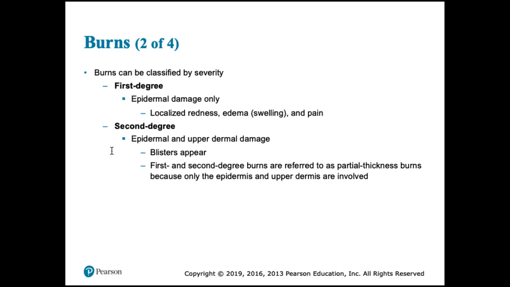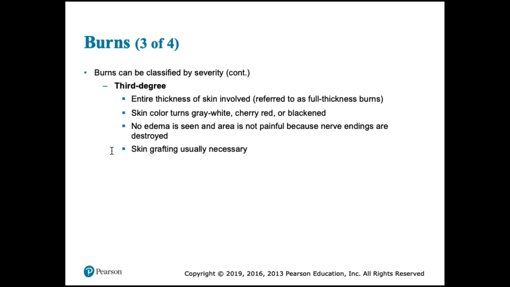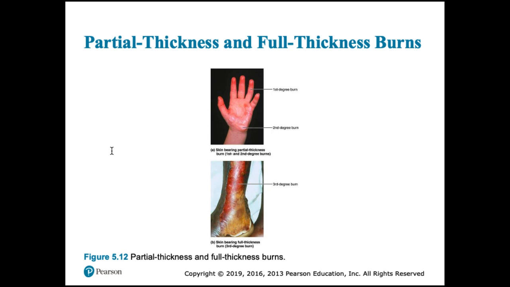We tend to refer to these as partial thickness burns because only the epidermis and upper dermis are involved. But the most severe, of course, is third-degree burns, where the entire thickness of the skin is involved. These are also called full-thickness burns. The skin color turns gray, white, cherry red, or blackened, and no edema is seen, and the area is not painful because nerve endings are destroyed, and skin grafting is typically necessary. For partial thickness and full thickness, you see here first-degree burns at the top, this is a second-degree burn, and this, of course, is a third-degree burn.